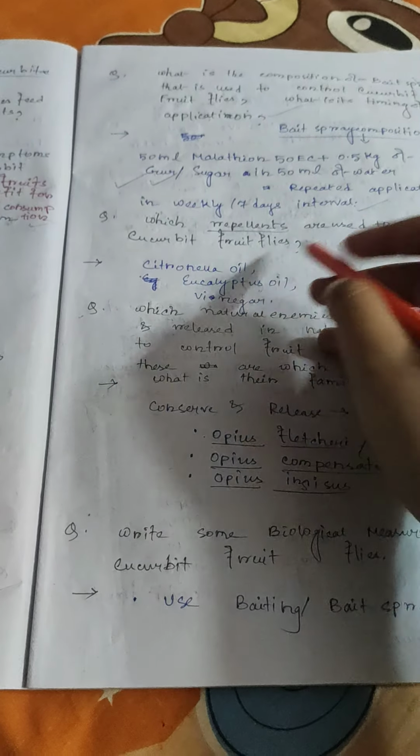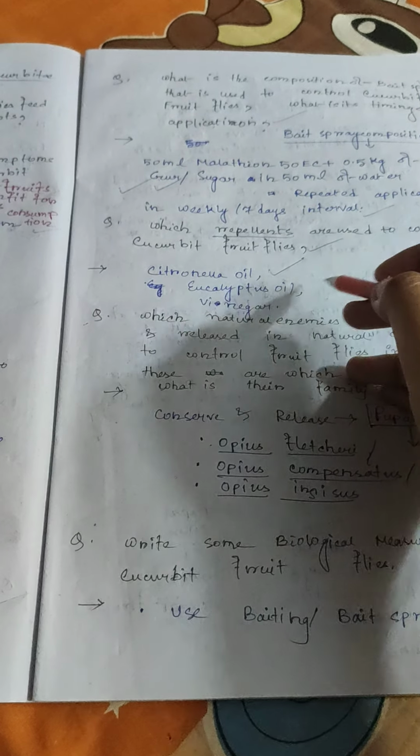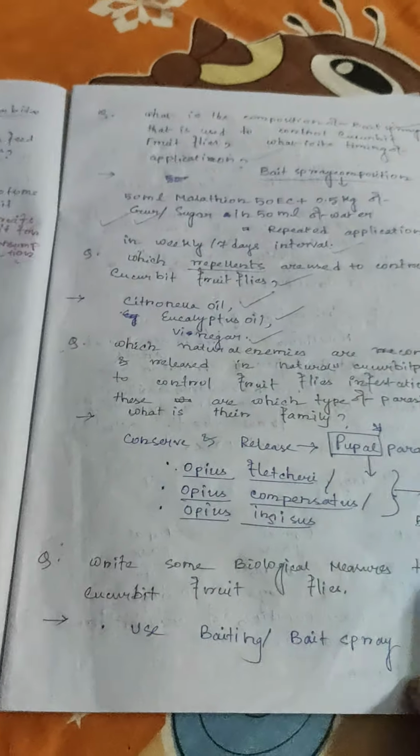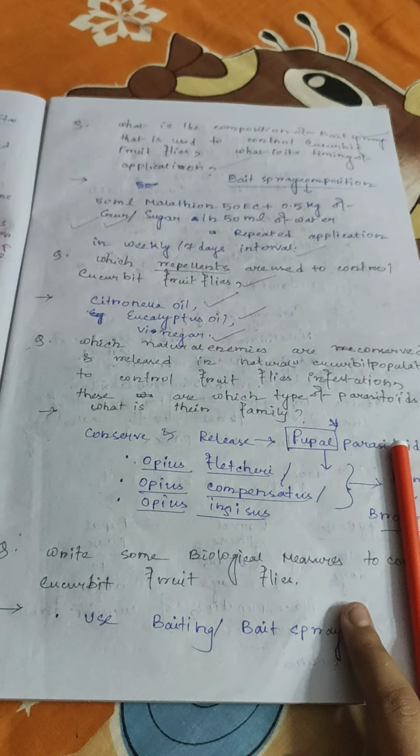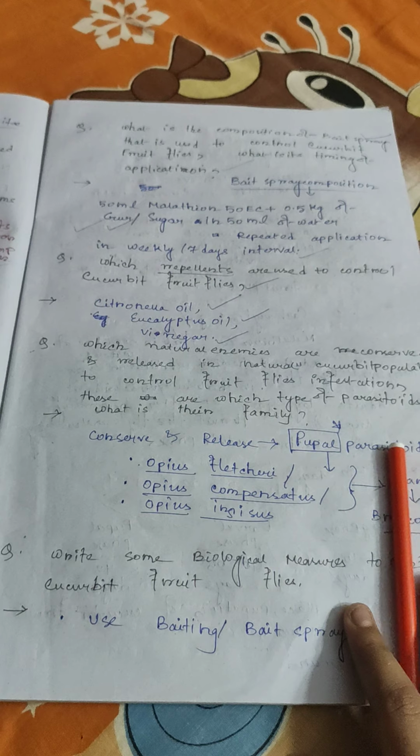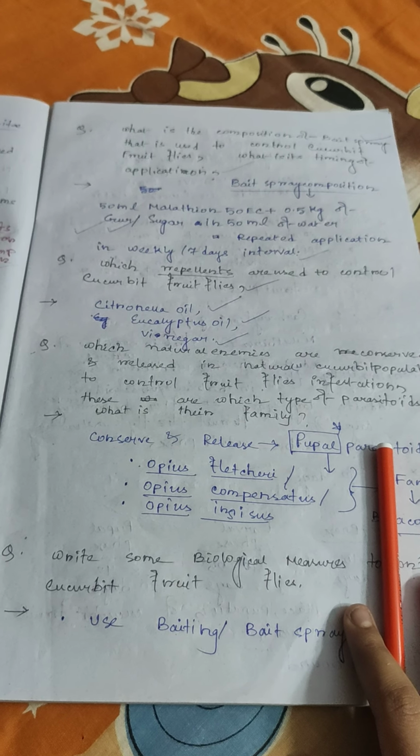Which repellents are used to control cucurbit fruit flies? Citronella oil, eucalyptus oil and vinegar. What are the repellents that are used to control cucurbit fruit flies? Citronella oil, eucalyptus oil and vinegar.